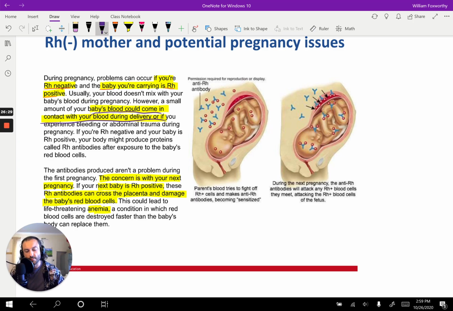And so if you're Rh negative and you get that exposure to that Rh positive blood, you're going to make this anti-Rh antibody. And that will be a problem if you have another pregnancy and the next baby is Rh positive, because those antibodies, the Rh antibodies, can cross the placenta and they can attach to and damage the baby's red blood cells.